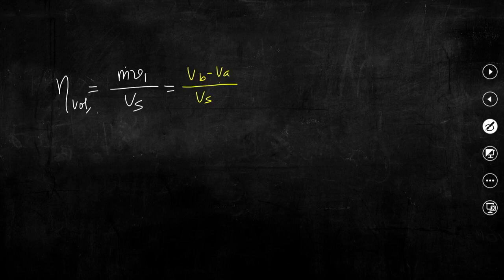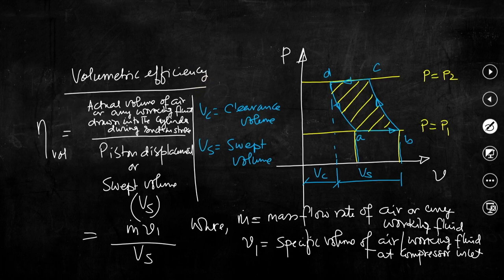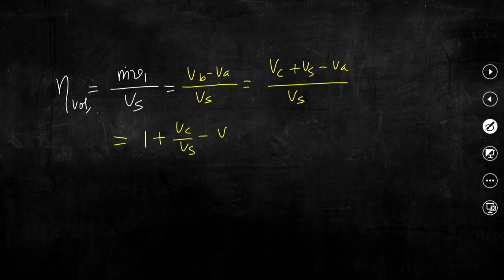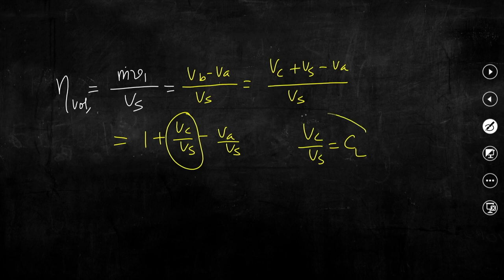Then what is V b? V b is V s plus V c. So, we can write that as V c plus V s minus V a, divided by V s, which equals 1 plus V c by V s minus V a by V s. This V c by V s, the ratio of clearance volume to swept volume, is defined by another term called clearance, C L.